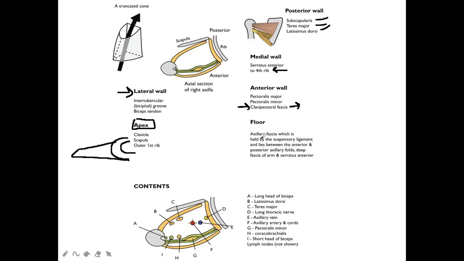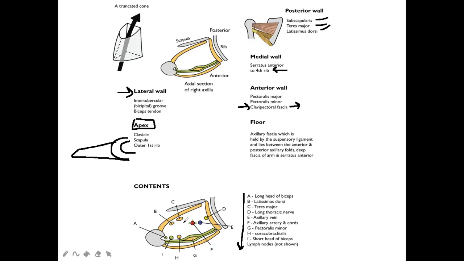So the floor is basically made up of the axillary fascia, which is held by the suspensory ligament. Are we together? The floor has an anterior fold and then a posterior fold. Then lastly, let's look at the contents that we have within the axilla. For the contents that we find in the axilla, this is what you find there, in this order.